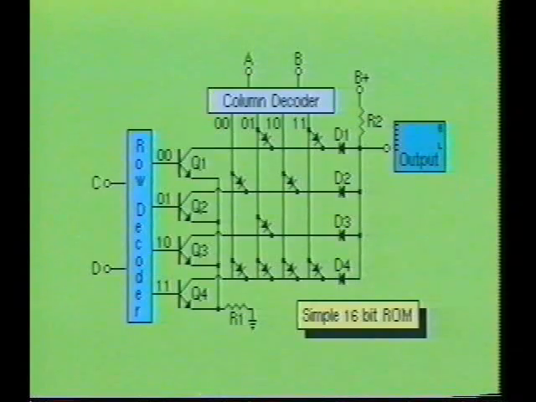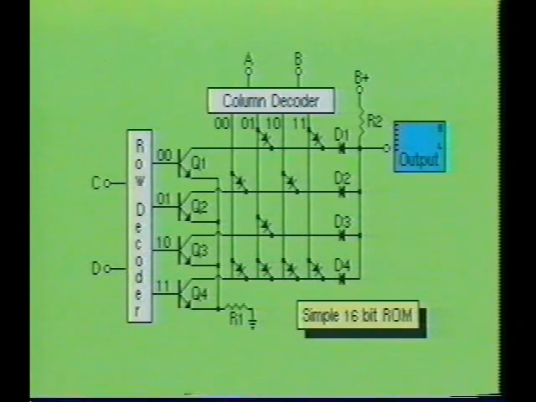To understand how the read-only memory device works, we will examine this simple circuit diagram of a 16-bit ROM which uses diode elements. At first glance, this circuit may look somewhat complicated, but in reality, its operation is very simple. You should have noticed there are two decoder circuits used in this ROM device. One is used for the columns and one is used for the rows.